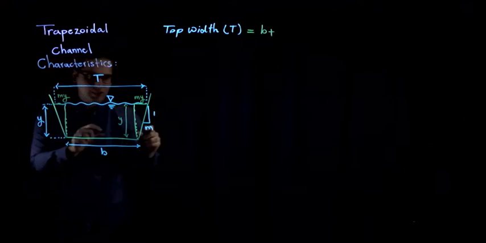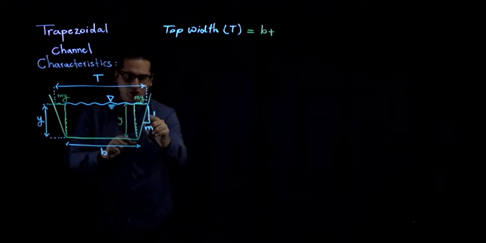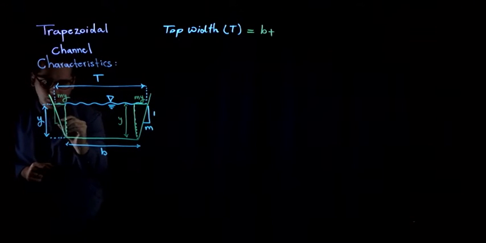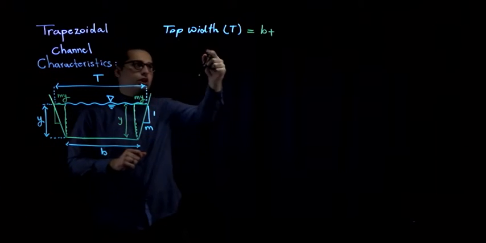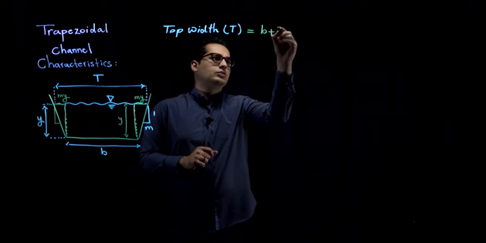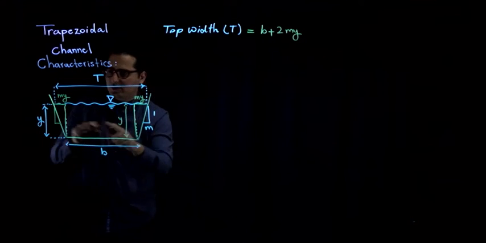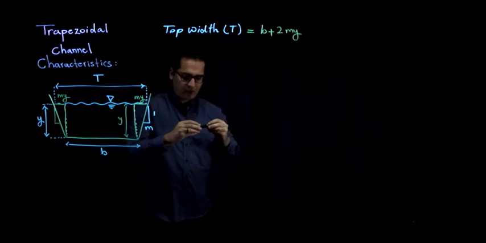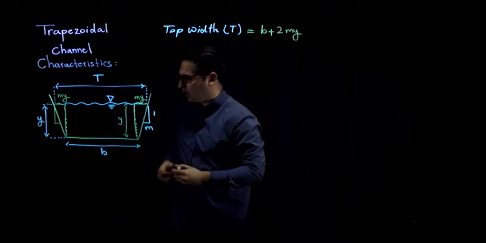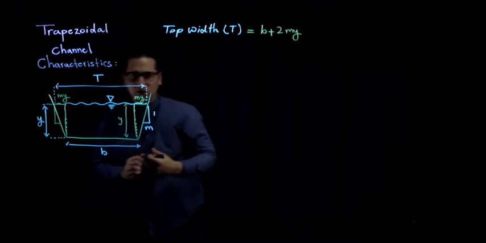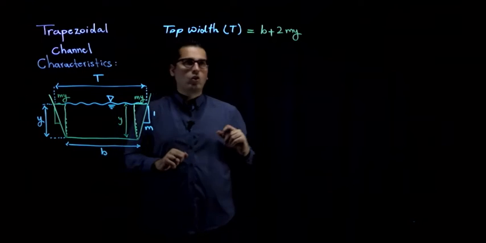How do I know that? Because again, these 2 triangles are similar. And I can have the same triangle over here too. All right, so the top width would be b plus 2my. Why 2? Because there's 1 my over here, 1 my over there. All right, this is how you calculate the top width of your trapezoidal open channel.